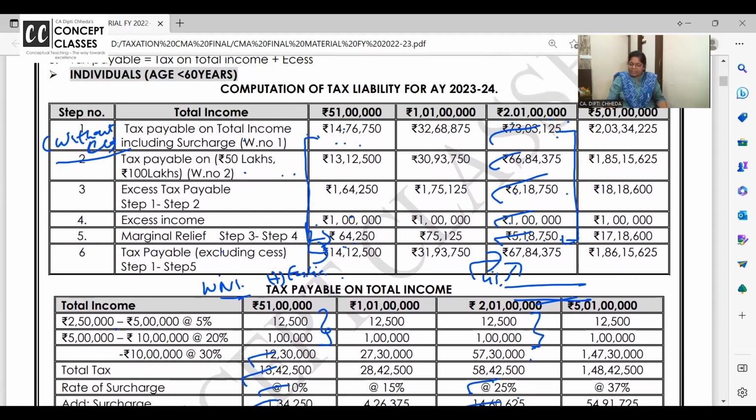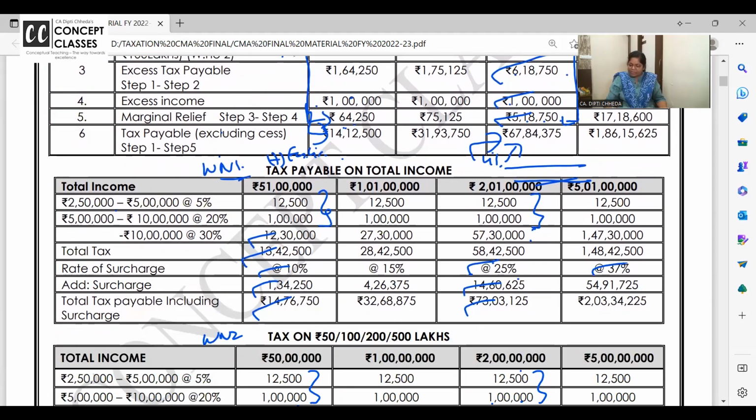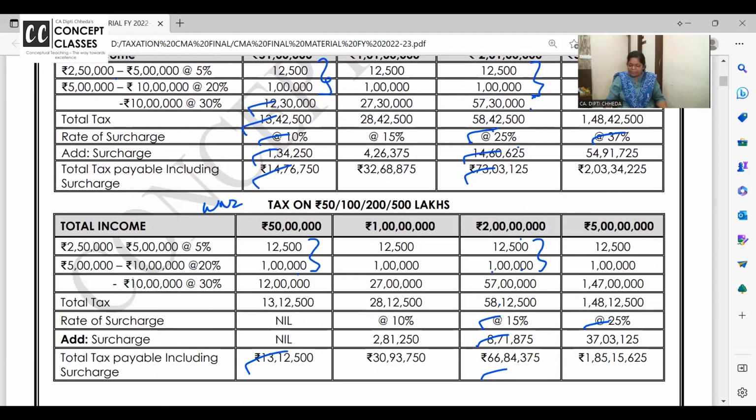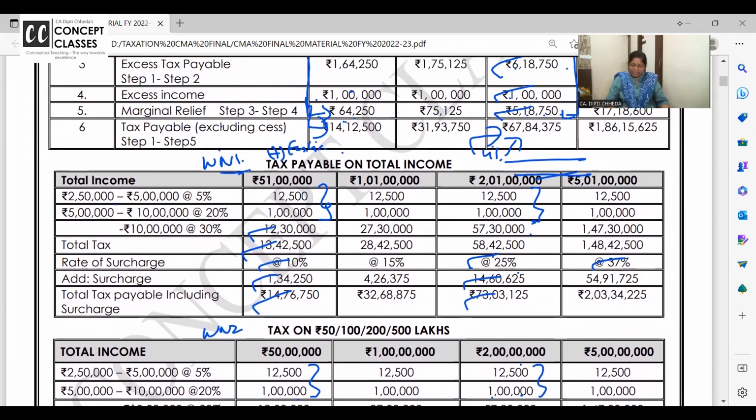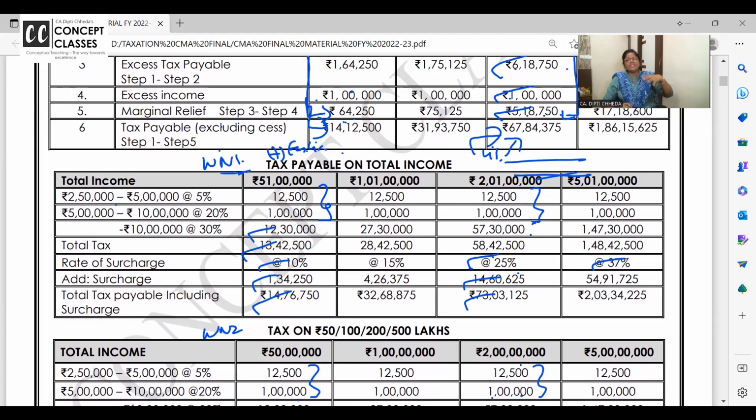Just because income increased to 5 crore 1 lakh, I'm ending up at 37%, whereas I'm ready to pay 25%. Clear? So this is how your marginal relief works. This is the way you give relief in all the other cases also.